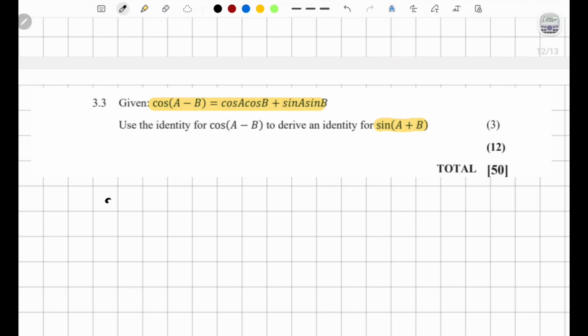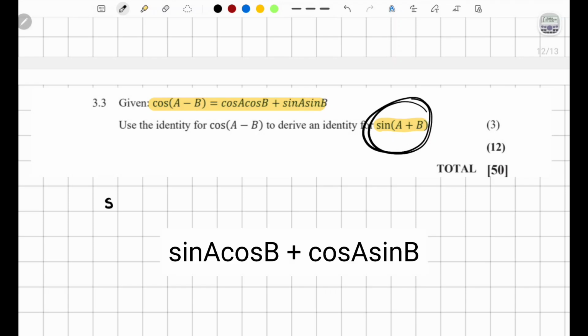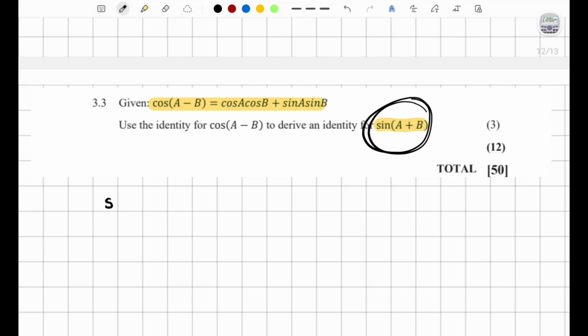So really what we're starting with is, in other words, we're really just trying to get this identity. We're trying to get this one's identity, what it's expanded to, that's sine a cos b plus cos a sine b. We're trying to get that by using the rules that was used here. So we're starting with sine of a plus b, right?